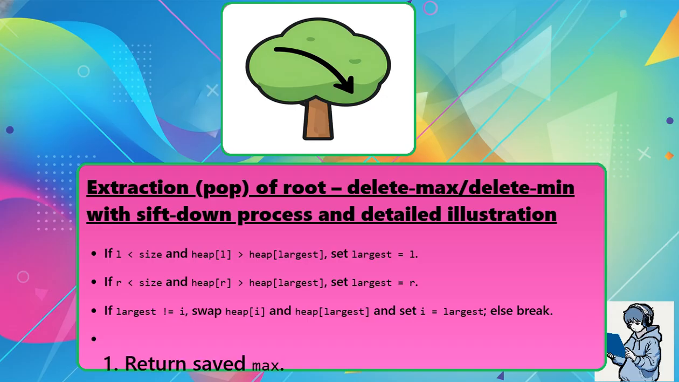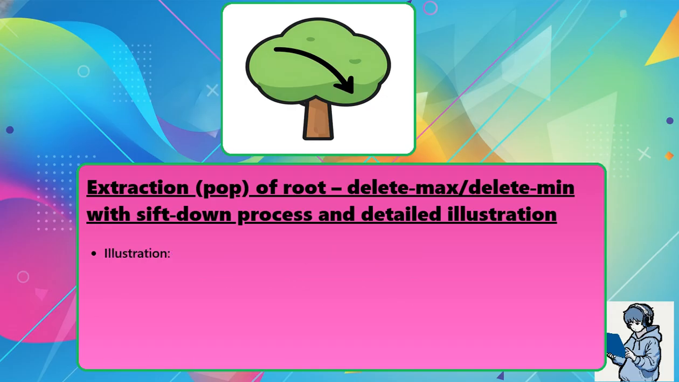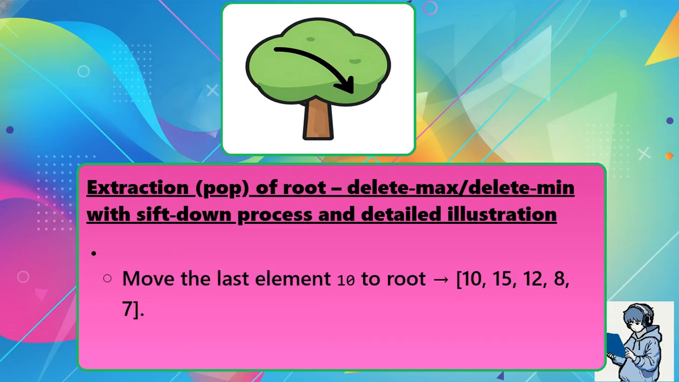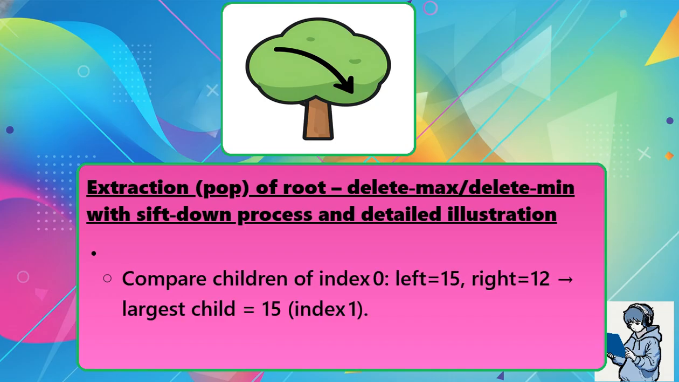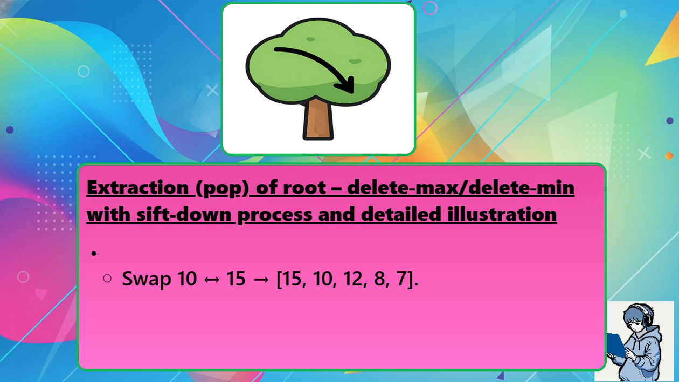Step 4. Return the saved max. Illustration. Heap before pop: 20, 15, 12, 8, 7, 10, size equals 6. Save max equals 20. Move the last element, 10, to the root, so it becomes 10, 15, 12, 8, 7. Compare the children of index 0. Left equals 15, right equals 12, so the largest child is 15 at index 1. Swap 10 and 15, which becomes 15, 10, 12, 8, 7.